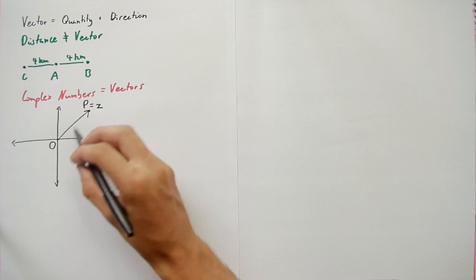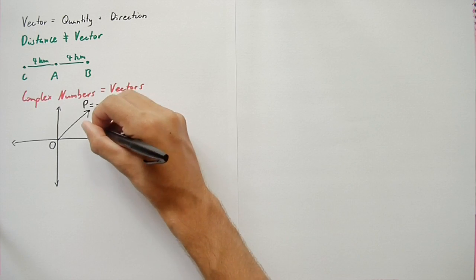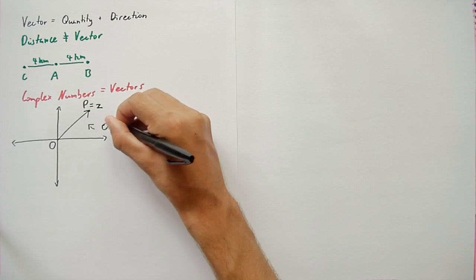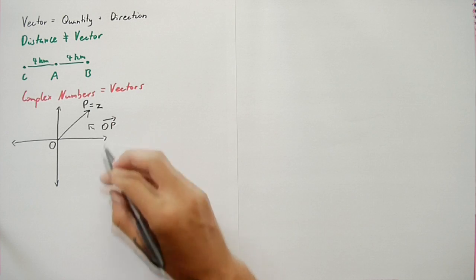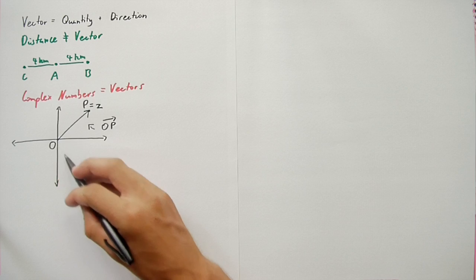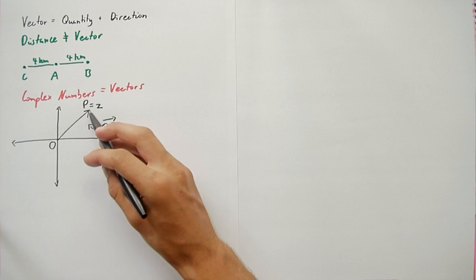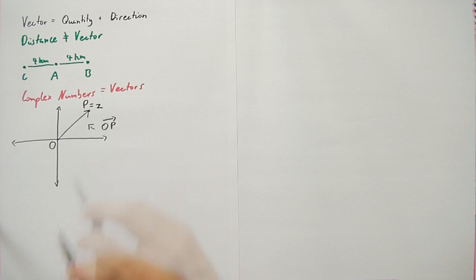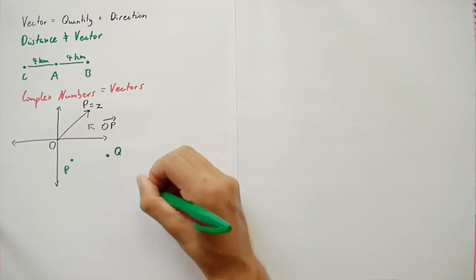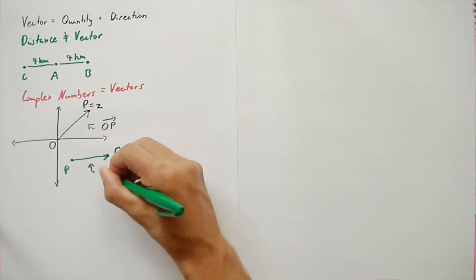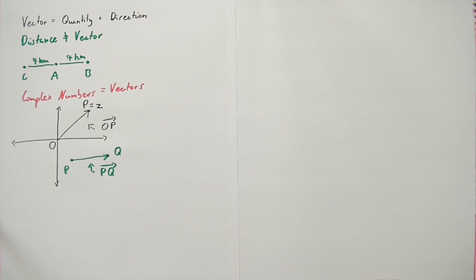Another notation we use to represent z as a vector is O going to P, which we write as OP with an arrow on top. And here the O stands for the origin, while P is our point in the complex plane, and the arrow indicates that it's a vector. In general, if I have any points P and Q, then we write the vector from P to Q as P going to Q. Cool, so that's all the technical stuff. Now let's get on to the maths.